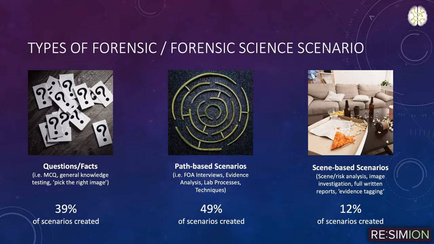But a path-based scenario usually has a number of paths from the initial problem, the scenario that you've presented your students or learners with, working through to the end of the scenario, where there might be one or multiple outcomes, some of which are right and some of which are wrong, and then making decisions, maybe asking interview questions, maybe taking other types of decisions along the way. That's great for things like interviews, things like evidence analysis, lab processes, or other types of lab techniques.